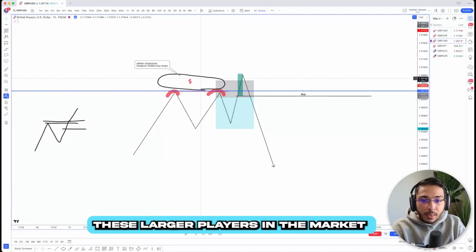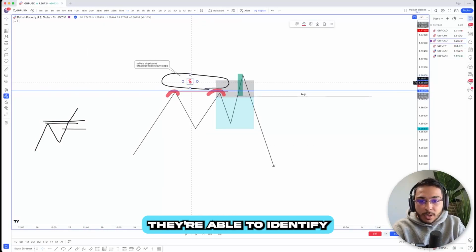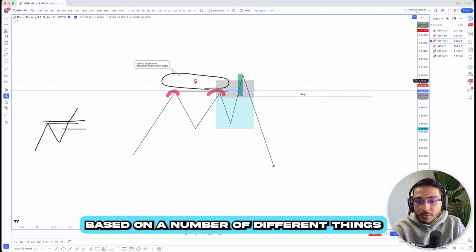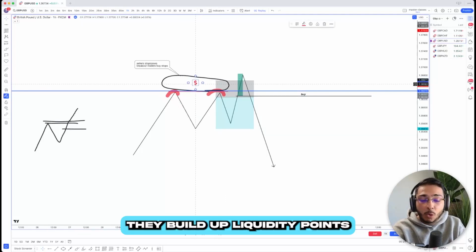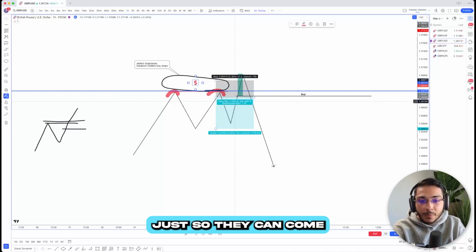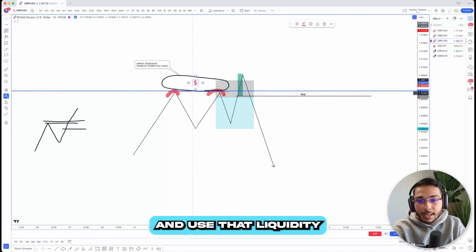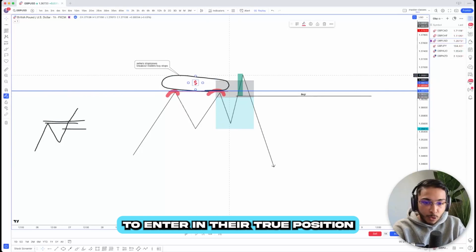So what happens is these larger players in the market are able to identify, based on a number of different things, where the liquidity is sitting in the market, right? They build up liquidity points just so they can come and use that liquidity to enter their true position.